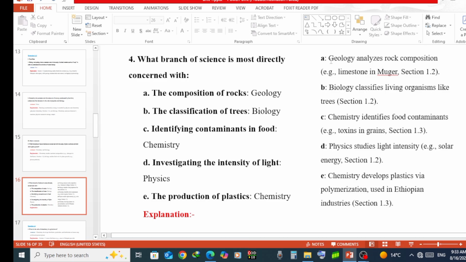To explain it, geology analyzes rock composition. That's why the answer is geology for the first one. For example, limestone in Mugar. Biology classifies living organisms like trees. That's why we have said biology here. And chemistry identifies food contaminants. For example, toxins in grains, which is also discussed in your book. Physics studies light intensity. Chemistry develops plastics via polymerization, used in Ethiopian industries. So that's why these are the answers for the given questions.